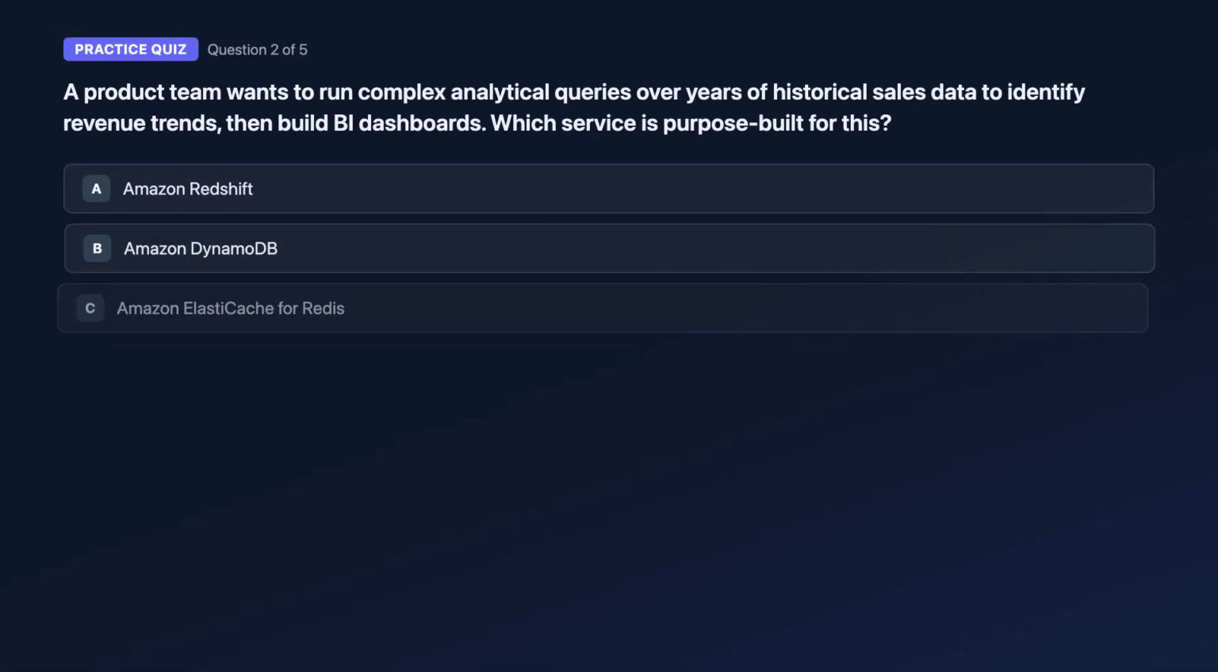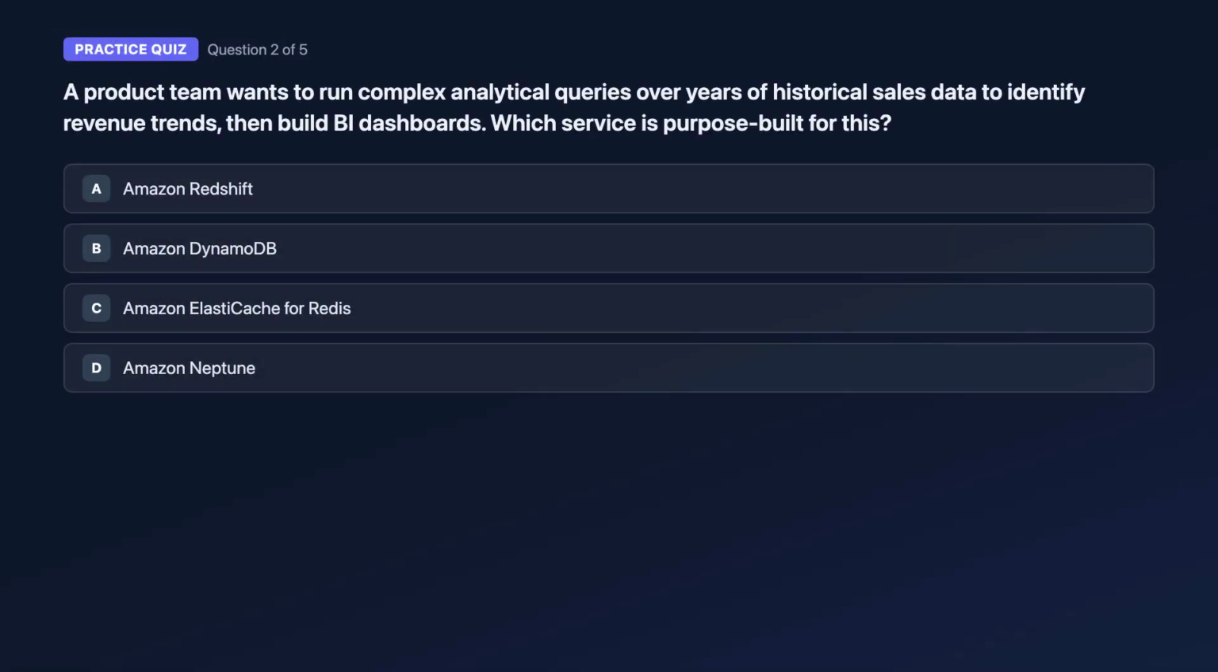Question 2. A product team wants to run complex analytical queries over years of historical sales data to spot revenue trends, then build business intelligence dashboards. Which service is purpose-built for this? A, Amazon Redshift, B, Amazon DynamoDB, C, Amazon ElastiCache for Redis, or D, Amazon Neptune. Lock in your answer before I give it away.